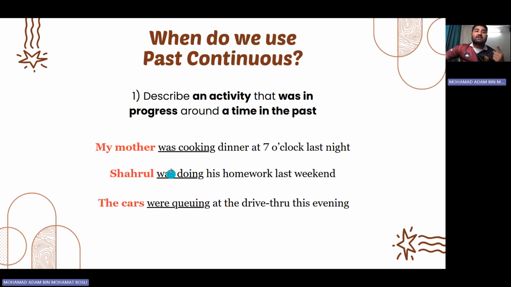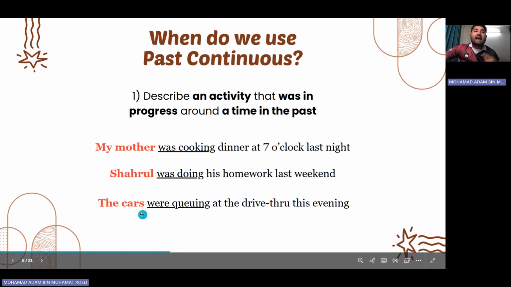And next, Shahrul. Again, here is the singular subject. So we use the verb to be, was, and doing here, do is the root verb. So we add ing at the end of it. So it becomes, Shahrul was doing his homework when? Last weekend. So last weekend, Shahrul was doing his homework.